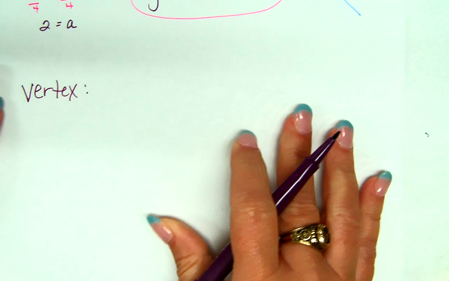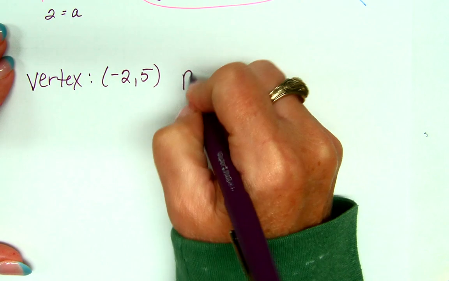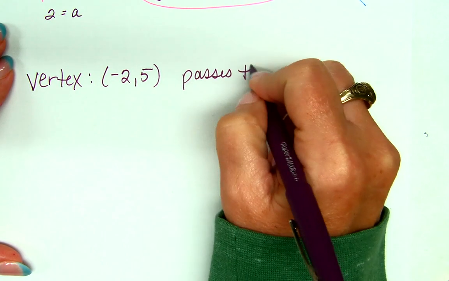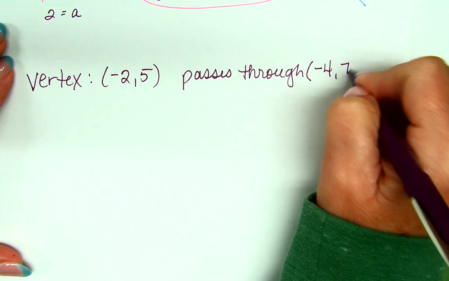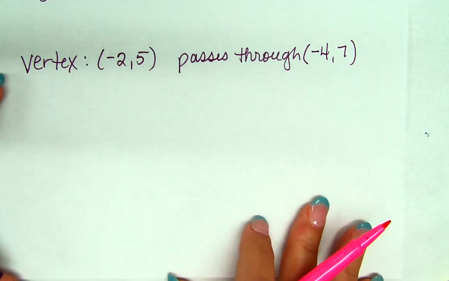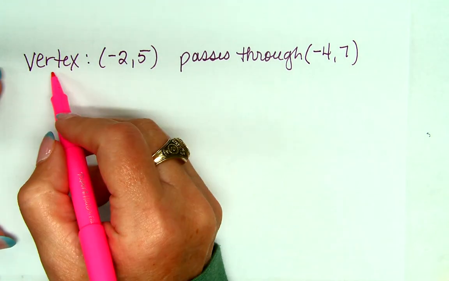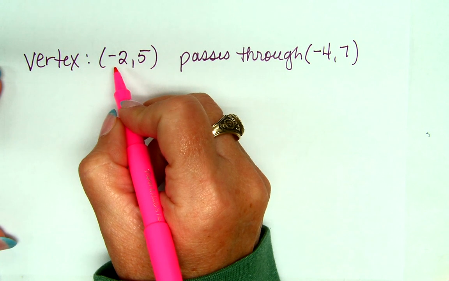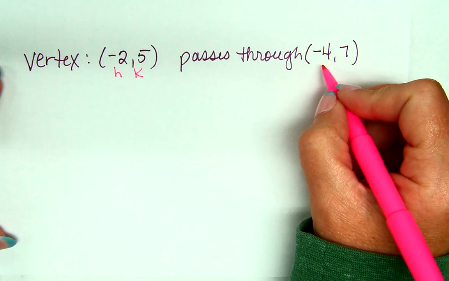This one has a vertex at -2, 5, and passes through -4, 7. Has a vertex at -2, 5 and passes through -4, 7. So what I recommend that you do first is label what you know. Go find the vertex. How should we label it? H and K. And then go find the point that it passes through. How should we label that? X and Y.